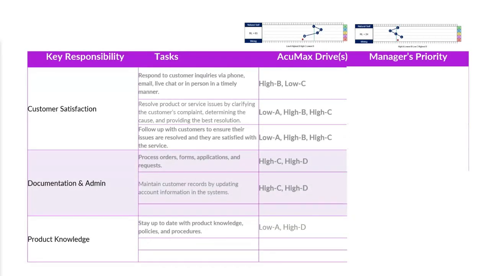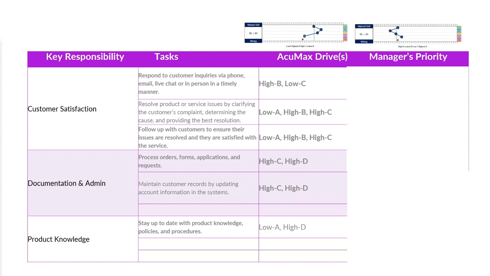So sometimes what you need to do is get back with the manager after you assign these AcuMax index drives with each task and have the manager qualify that, give you an idea of what that means to the manager. So that's exactly what we did. Having the manager look at the AcuMax drives assigned to each task and have them qualify the priority of that. What does it mean to the manager? So for example, responsibility, customer satisfaction. You can see the tasks that are listed there.